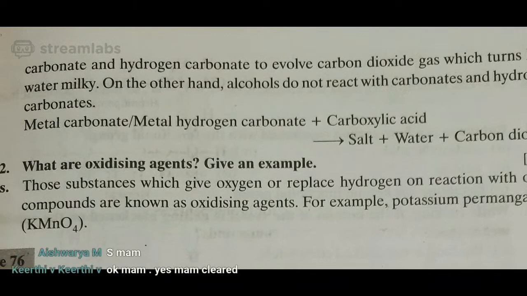What are oxidizing agents? The substances which give oxygen or which remove hydrogen are called oxidizing agents. Potassium permanganate is the best example of an oxidizing agent.